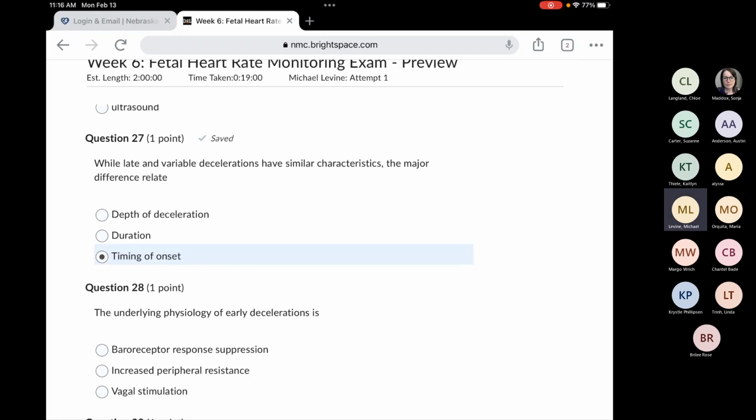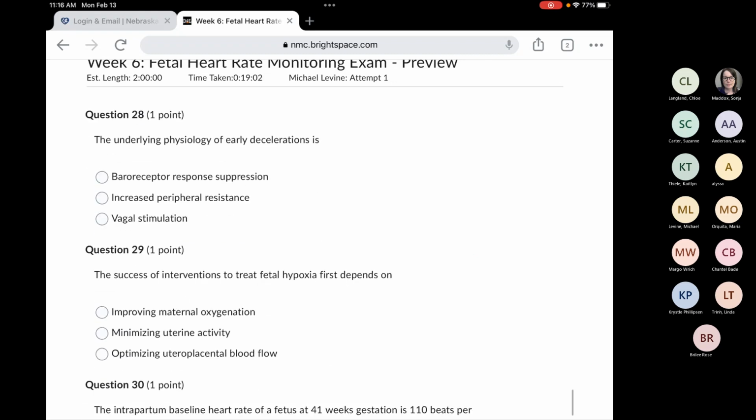Number 28. The underlying physiology of early decelerations is baroreceptor response suppression, increased peripheral resistance, vagal stimulation. This is a challenging question because early decelerations are a mirror image of the uterine contraction. They were identified by accident in the neonatal intensive care unit.